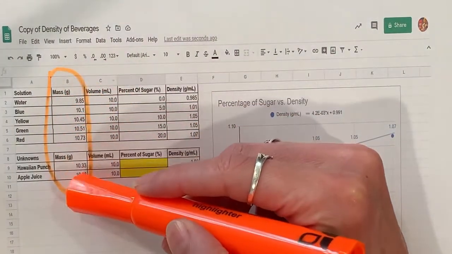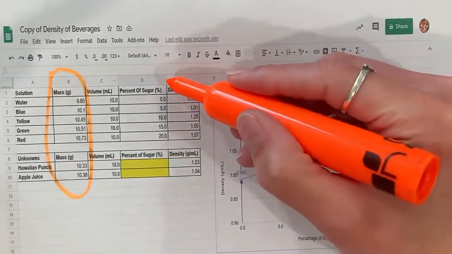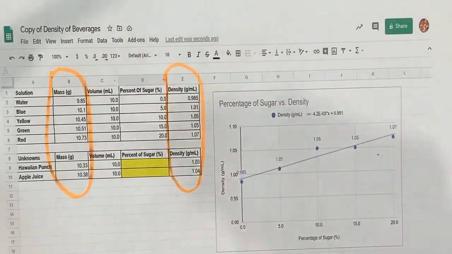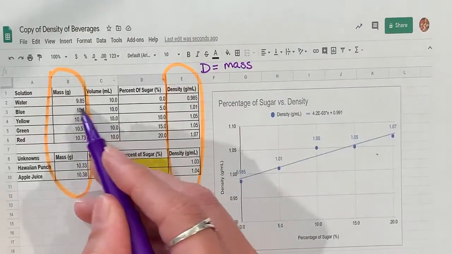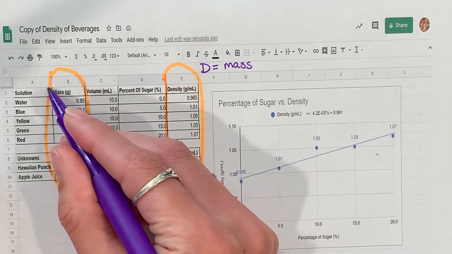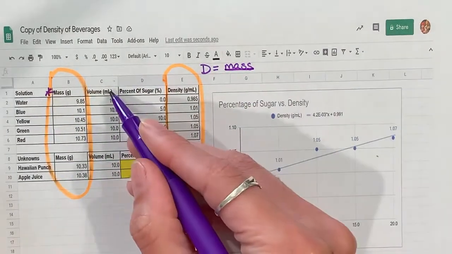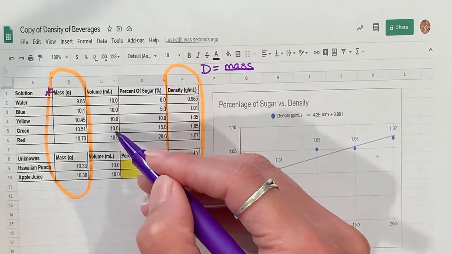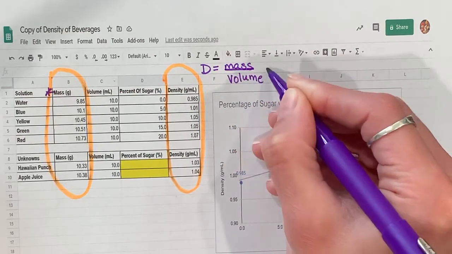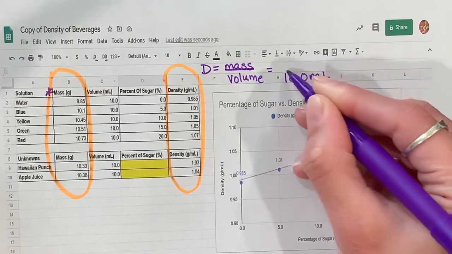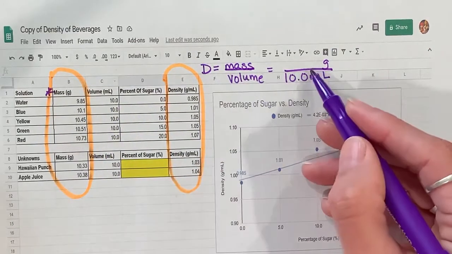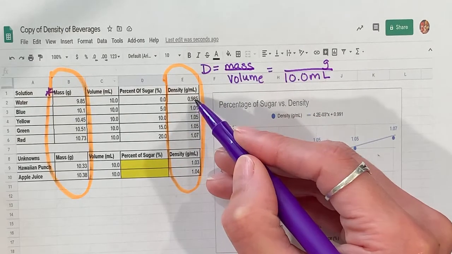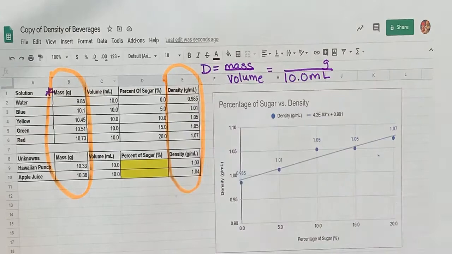Once you've filled in these numbers, you should have calculated density for all of the solutions here. Just a reminder, density is equal to mass, which is the value you got from the video, not mine, divided by your volume. Volume for every single trial is always 10 milliliters. So you're going to take your mass in grams, divide by 10, to get your density, which you will then round to the correct number of significant figures.